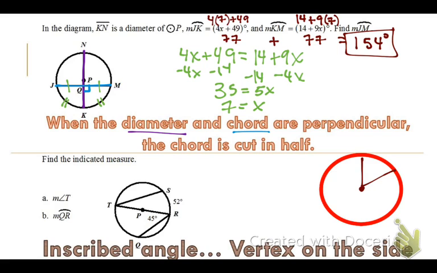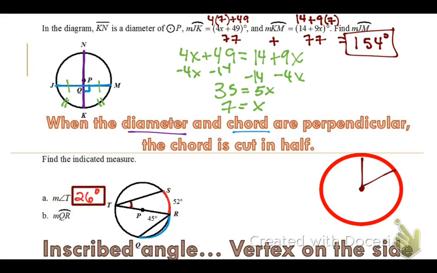Okay? So it asks me to find the measure of angle T. Angle T is right here. What arc corresponds with angle T? SR, which is 52. The angle is smaller. Does everyone see how it looks smaller than the arc? So use your common sense. We're going to half it. What is half of 52? 26.